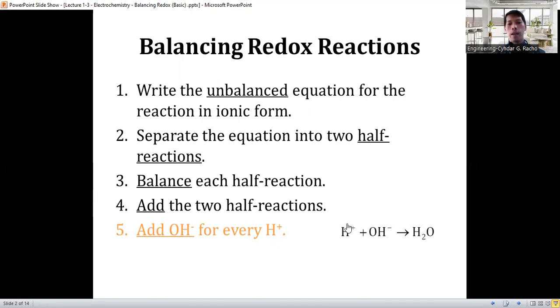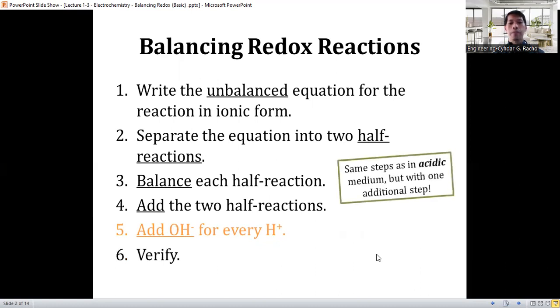So if we add H plus plus your OH minus, you will have a product which is H2O or your water. And step 6 is to verify. If you notice, it's the same steps that we made in the acidic medium, but with one additional step.